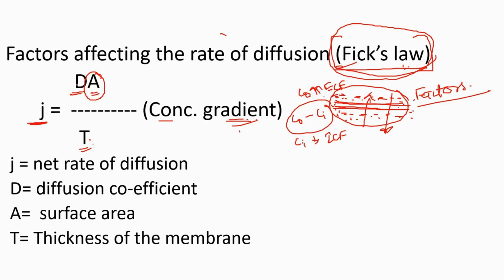D is the coefficient, the diffusion coefficient. It depends upon the permeability of the membrane for that particular substance and the molecular weight, size of the molecule, type of the molecule, molecular weight. Combining all of those makes a constant which you call the diffusion coefficient. So these are the factors affecting net rate of diffusion according to Fick's law.